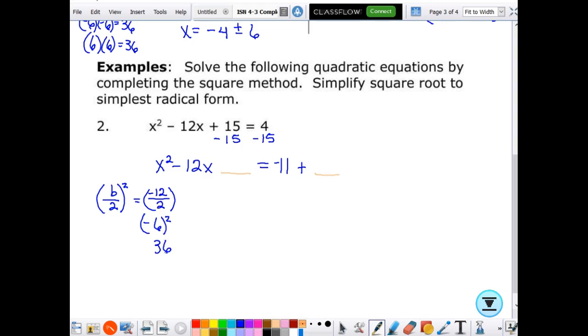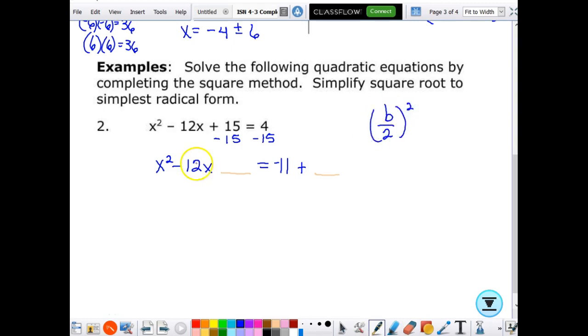I probably should have done this work over here to keep it out of the way. Let me redo that. Let me move that over there. This will be kind of our scratch work area over here. Okay, so we have b divided by 2 squared.